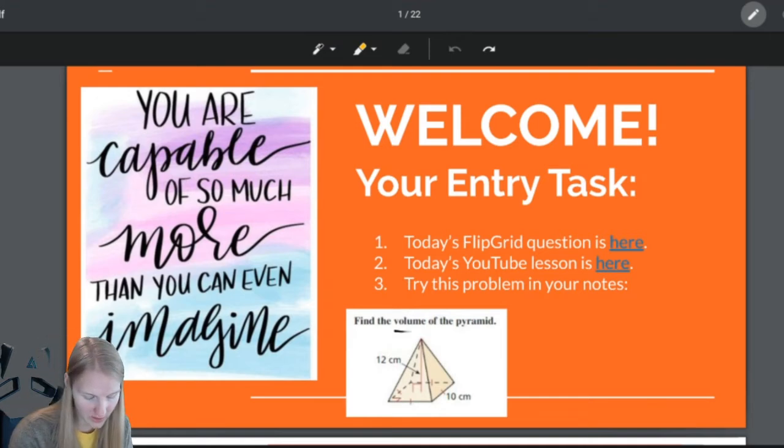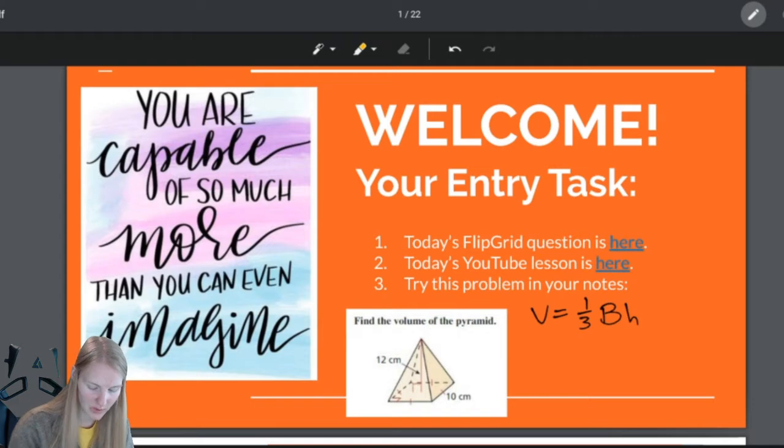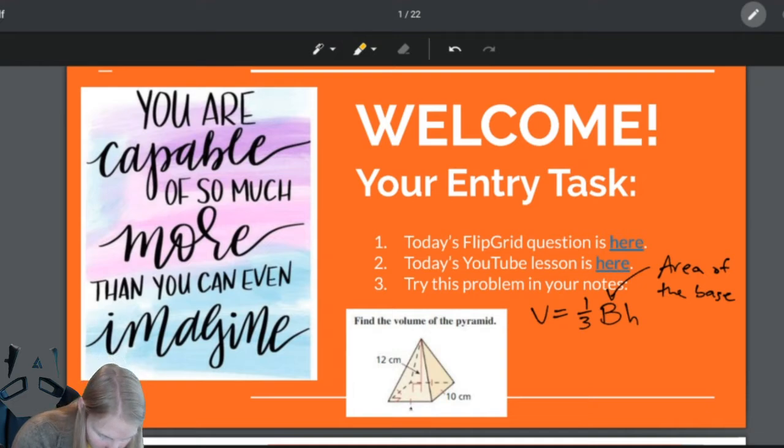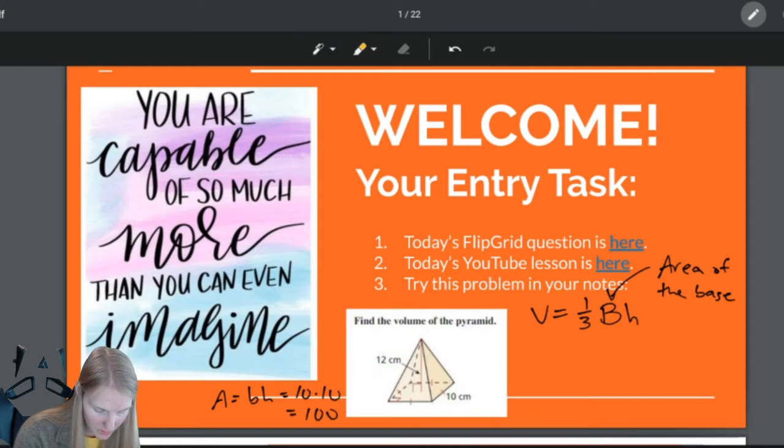We are asked to find the volume of a pyramid, and we know that the volume of a pyramid is 1/3 base times height, where B is the area of the base. The base of this pyramid is a square. We can tell by these tick marks. These tick marks right here tell us that every single side is the same. So the area of the base is just side squared, because it is a square, and we get 10 times 10, which is 100 centimeters squared, because we're talking about area.